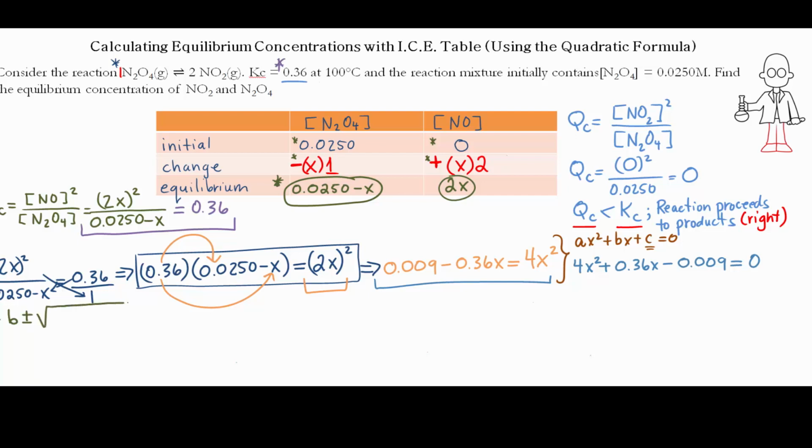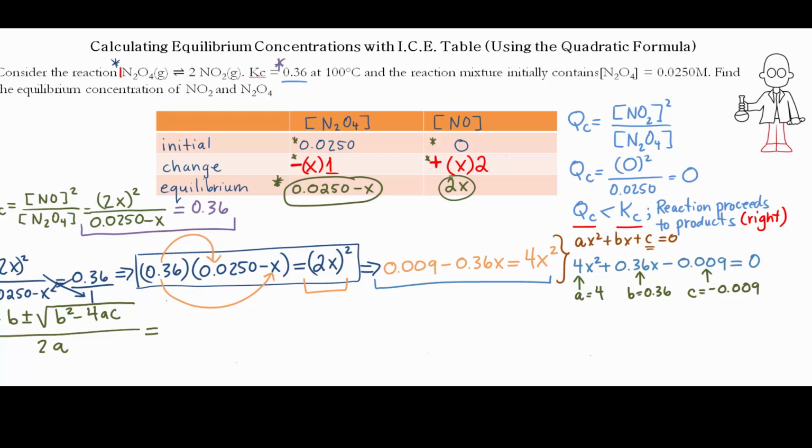the square root of b squared minus 4ac, all divided by 2 times a. So this is my a term, which is equal to 4. This linear term, x, that's b, is equal to 0.36. This constant, c, is equal to negative 0.009. So that's what I need to plug in here.